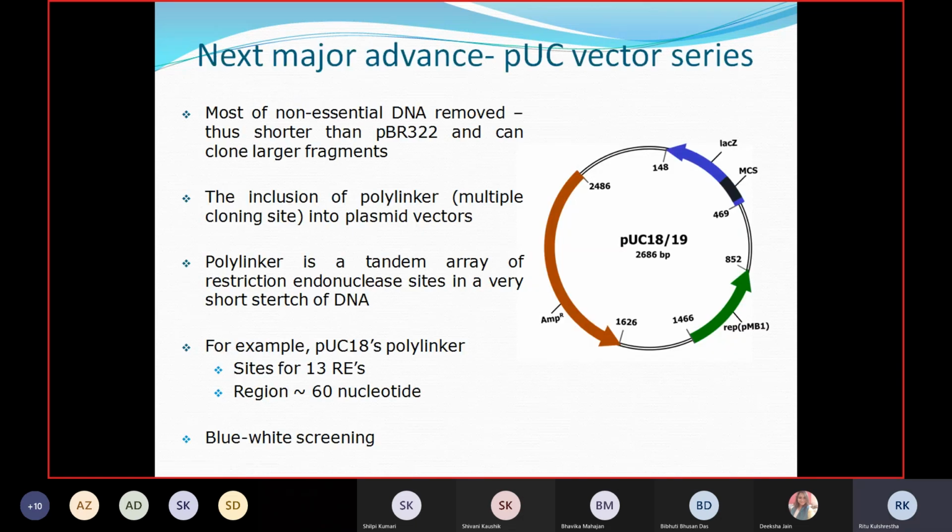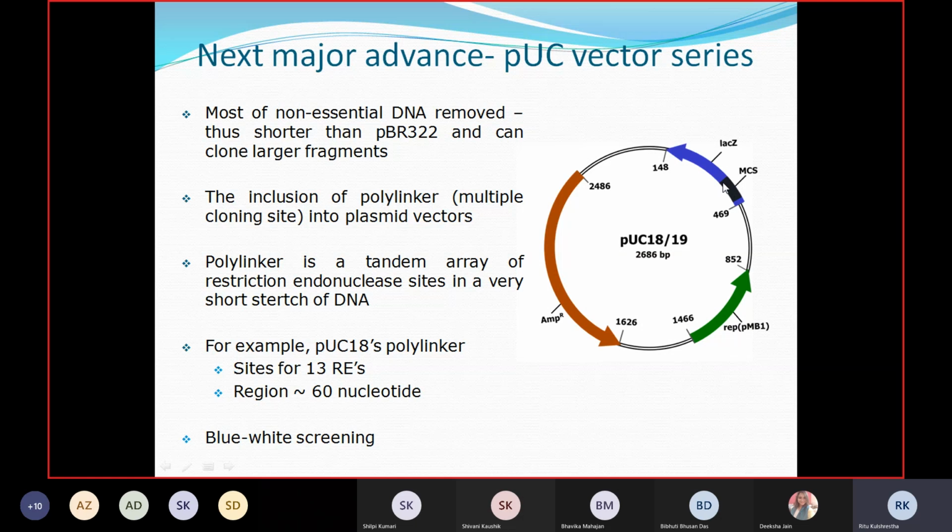Then came a major advance as compared to PBR322 or 327. These are called the pUC vectors, and there are various pUC18 or pUC19 vectors. And what improvements it had was, one, that here the multiple cloning site was introduced. I'll come back to how it looks.